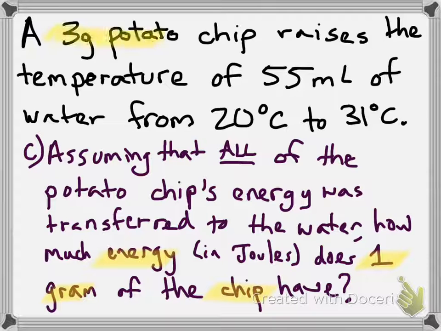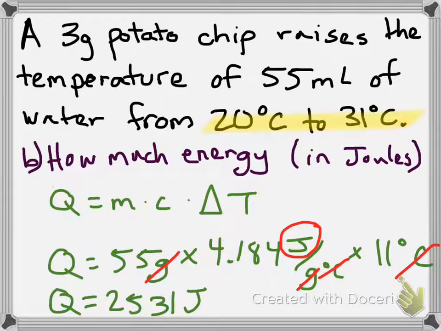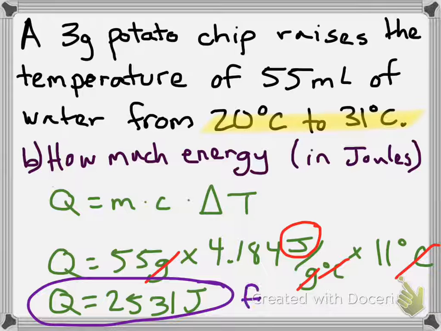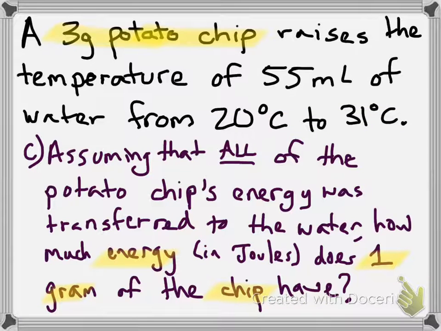Okay? We have a 3-gram potato chip. That means 3 grams of the potato chip, that entire 3-gram potato chip, produced this much energy. So this is for 3 grams. If we want to see how much energy was produced for 1 gram, all we're going to do is divide our energy by 3.